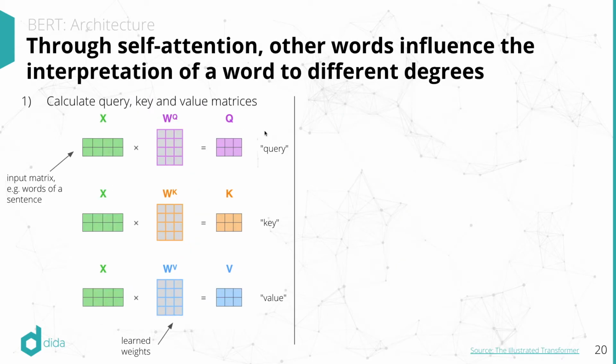So assume X is the sentence we put into BERT, and each row of X is then one word. So this is the sentence we put in, and each row is one word. And for each word, we calculate something called a query, a key, and a value. And the way this is done is just by multiplying the input with a learned matrix for each of these components. So there's a matrix for a query, there's a matrix for the keys, and there's a learned matrix for the values.